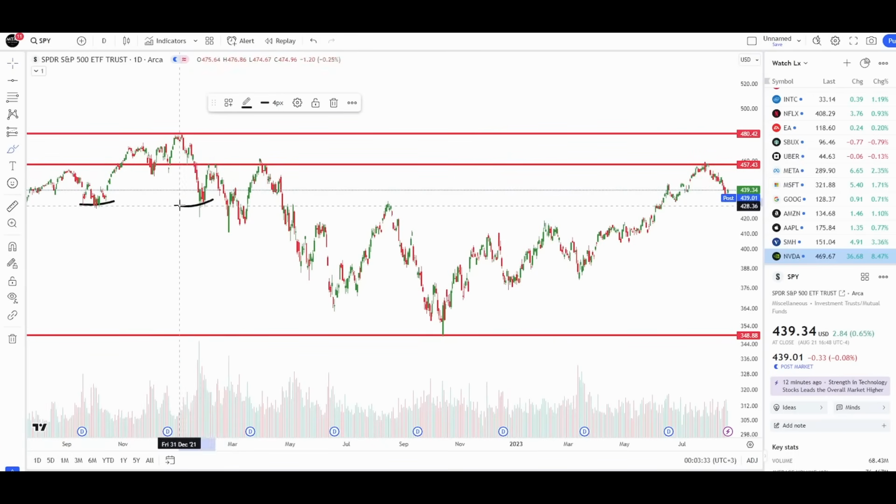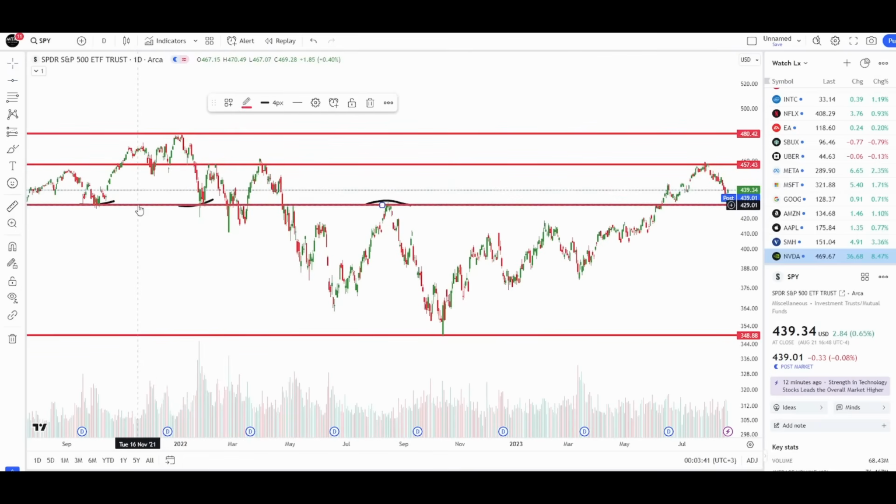Support, support. Here it was broken through. Then we had it as resistance. What does that tell us? Another area of major interest because it acted as support. Once we broke through it, boom, we rejected again at that same level of resistance. We broke down. We came back. We tested that same level.